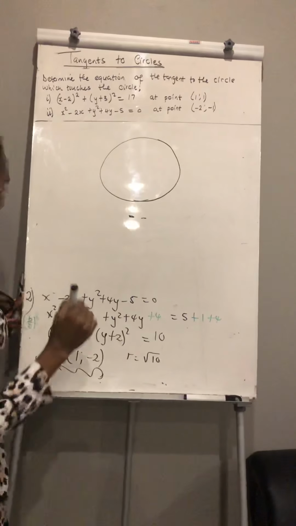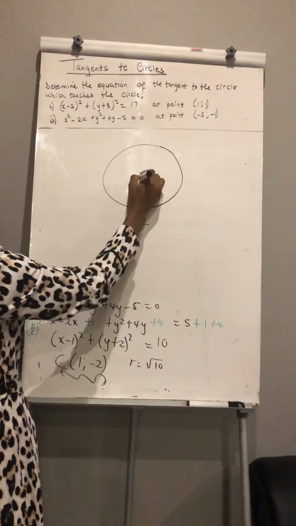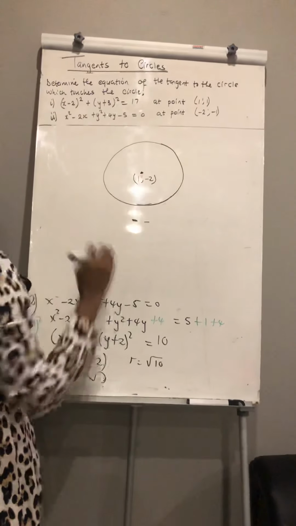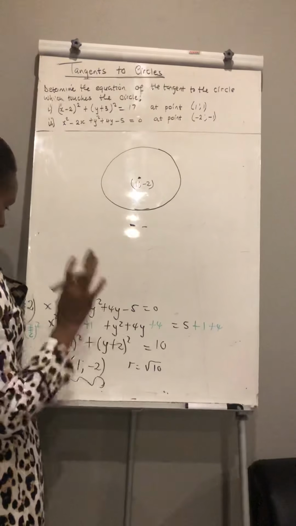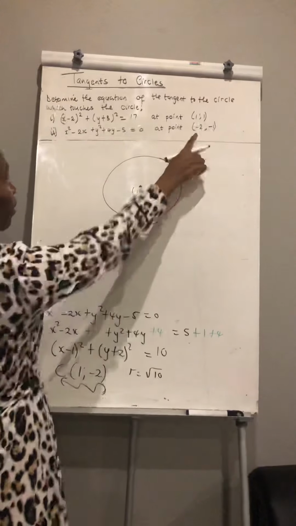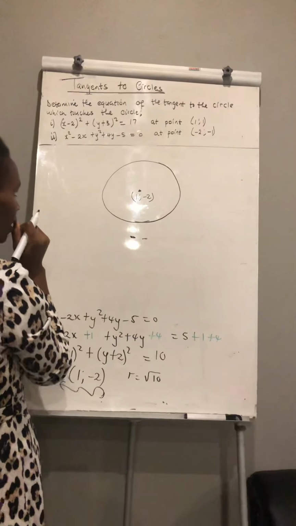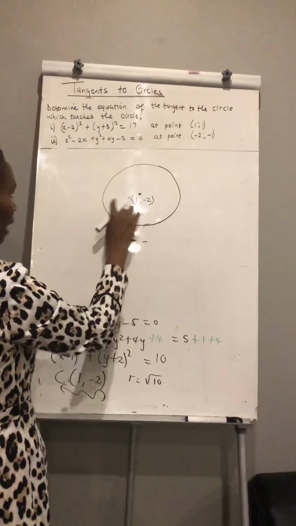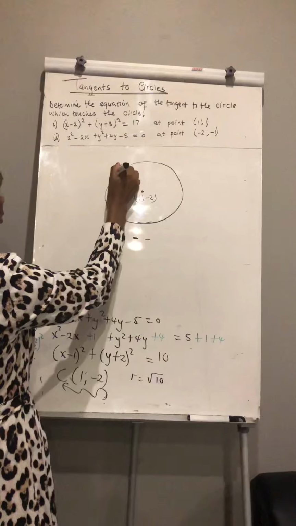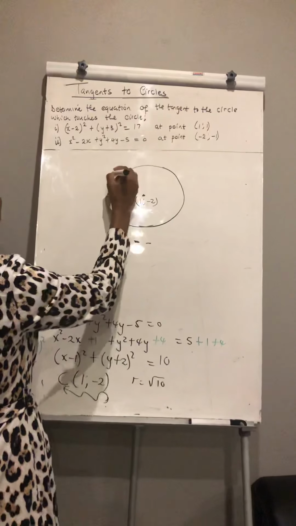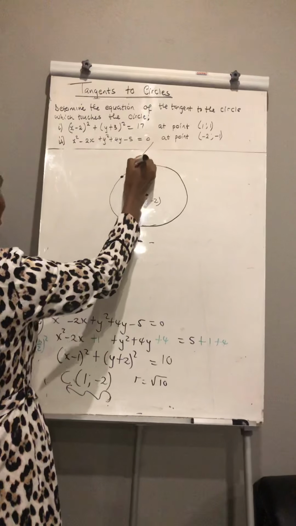It looks like a circle. So the center, let's just put it at 1 and negative 2. That's the center of this circle. We want to find the equation of a tangent at the point negative 2, negative 1. So negative 2 should be to the left and negative 1 above. So again, the point is somewhere there. That's the point, so the tangent looks more like this.